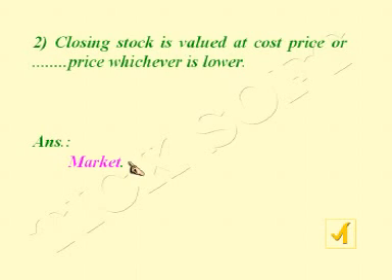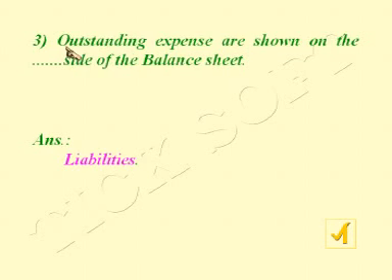That is a convention. So according to this rule, closing stock is valued at cost price or market price, whichever is less. For example, cost price 1 lakh, market price 90,000, means we have to consider only the market price because the market value is very less.